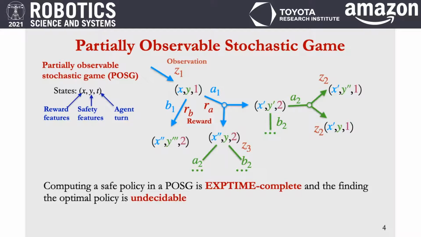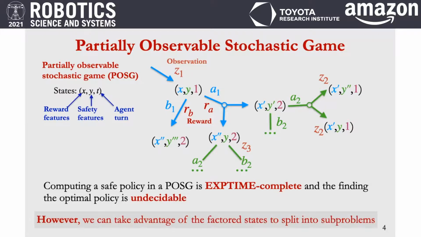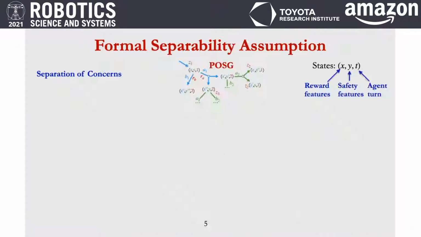Computing safe policies for POSGs is very difficult, and finding the optimal policy is undecidable. However, if we have a formal separability assumption for the POSG model, i.e., we can separate the state and action spaces based on reward, safety, and partial observability, then we can split this difficult problem into some more tractable subproblems. We call this splitting the separation of concerns.